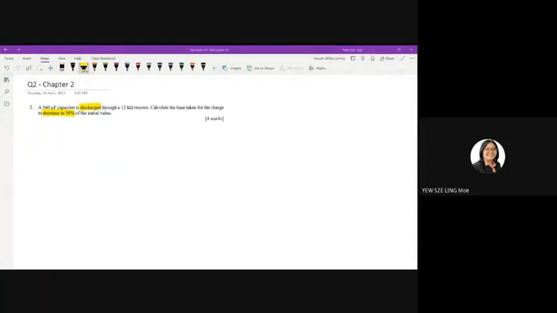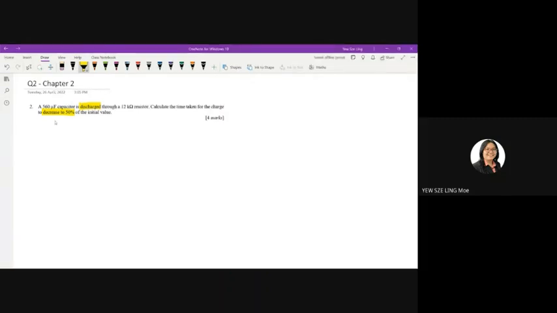Now, this question is being very nice to you. It gives you 50%. So it doesn't matter whether you understand what it means by decrease to 50% or not, you can still get the right final answer. Now, decrease to 50%, what does it mean? It means now the remaining charge is 50%.